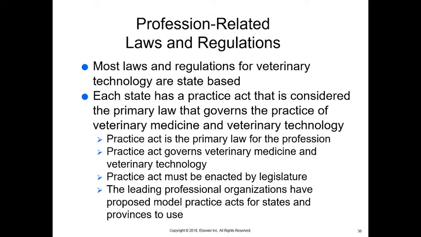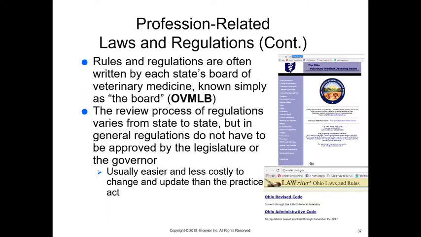A practice act must be enacted by the legislature, and the leading professional organizations have proposed model practice acts for states and provinces to use. So the AVMA, which is the leading professional organization in the United States, proposed a model practice act. The state has adopted that practice act and modified it slightly to lie within its own laws and regulations. So we have laws, and then we have rules and regulations that are written by each state's Board of Veterinary Medicine, called the Board.